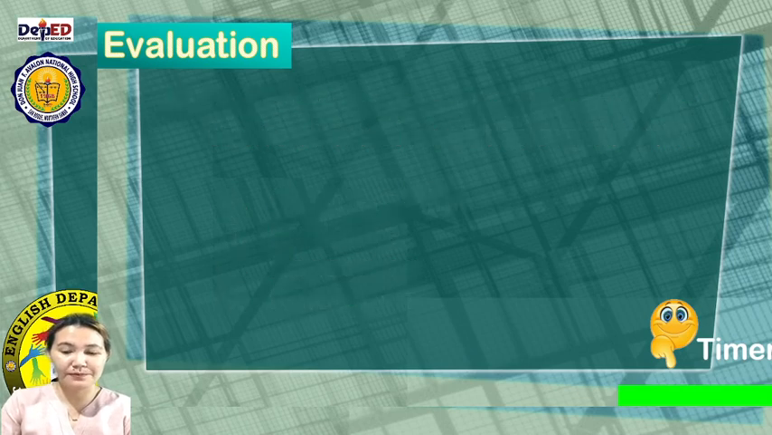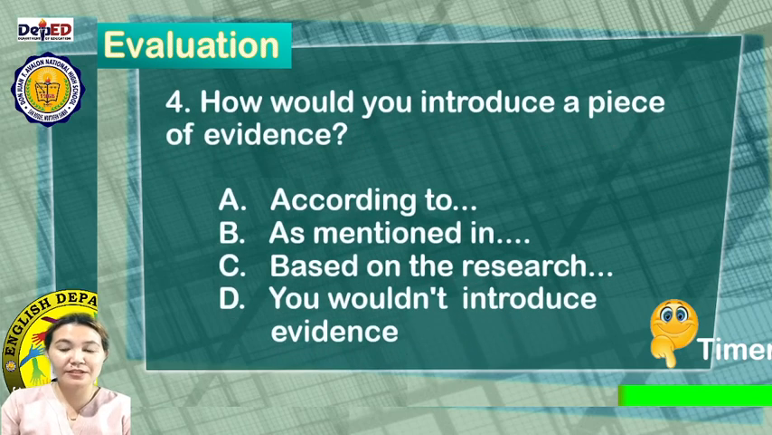Number 4. How would you introduce a piece of evidence? A. According to. B. As mentioned in. C. Based on the research. D. You wouldn't introduce evidence.